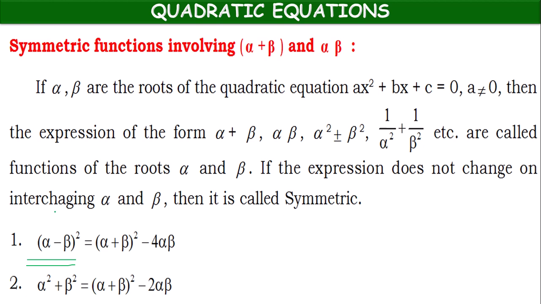Like alpha minus beta whole square, whose formula is alpha plus beta whole square minus 4 alpha beta. Alpha square plus beta square is alpha plus beta whole square minus 2 alpha beta.